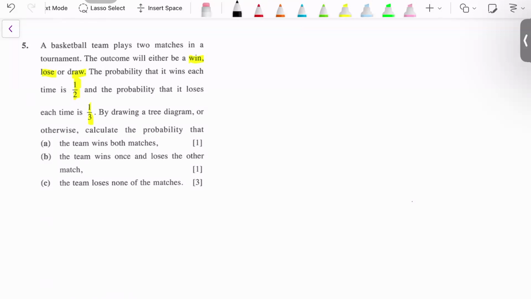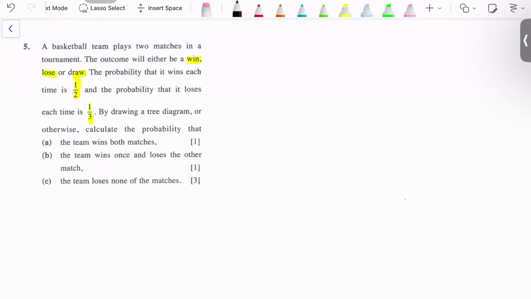In this case, there are 2 matches, so there must be 2 layers of branches. Firstly, there are 3 different outcomes, so there will be 3 branches: win, lose, and draw. Our win is half, our lose is 1/3, and the remainder is 1/6, so our draw must be 1/6. And next, this is our first match. The result of our first match does not affect the result of our second match, so this is an independent event.